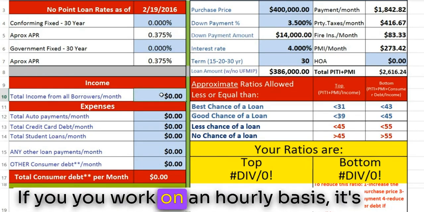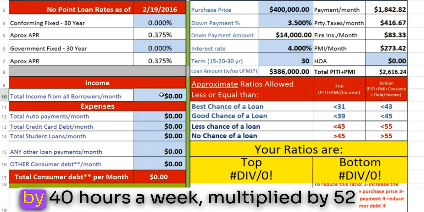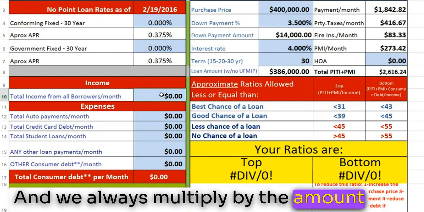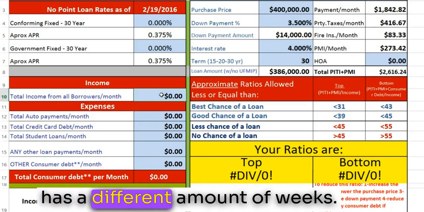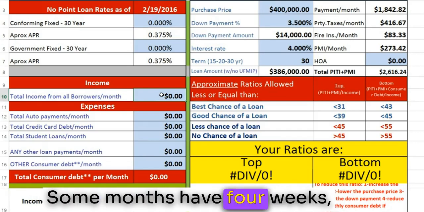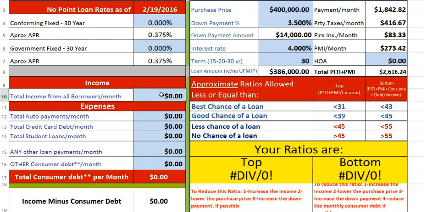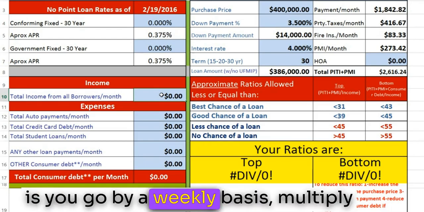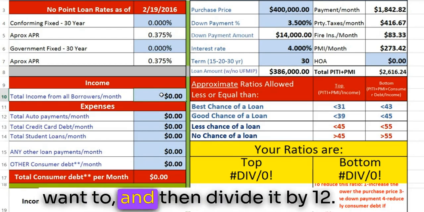If you work on an hourly basis, it's going to be your hourly rate multiplied by 40 hours a week, multiplied by 52 weeks a year, divided by 12 months. And we always multiply by the number of weeks and divide by 12, because you have to remember that every month has a different number of weeks. Some months have 4 weeks, some months have 4.5 weeks, and there are some months that have 5 weeks. So if you want to have an accurate number, then my recommendation is you go by a weekly basis, multiply by 52 or 26 by weeks if you want to, and then divide it by 12.